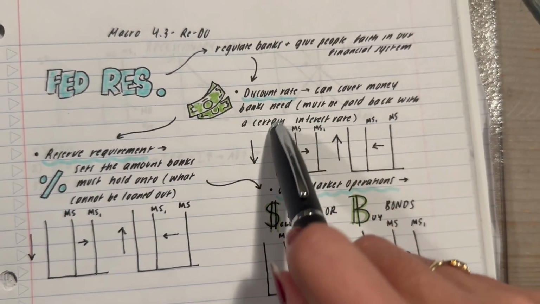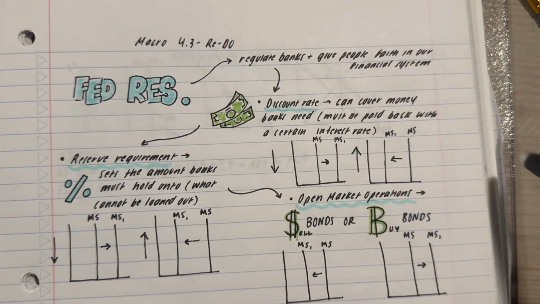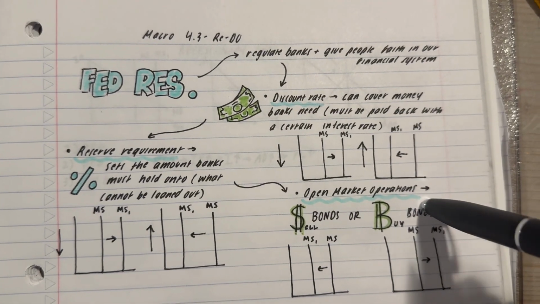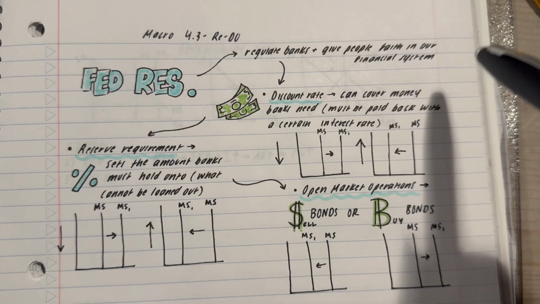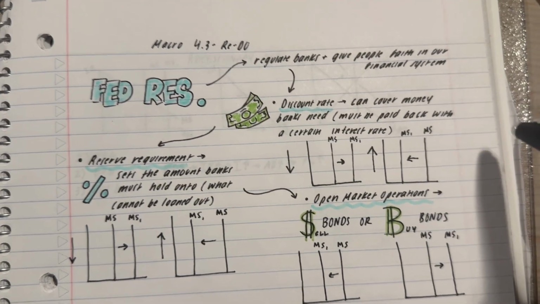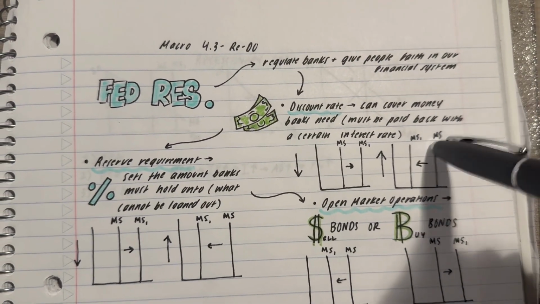So the discount rate is essentially for when banks need money because they don't have enough to currently give out. They borrow this money from the Federal Reserve, so the Federal Reserve lets them borrow that money at a certain interest rate that they must pay back.